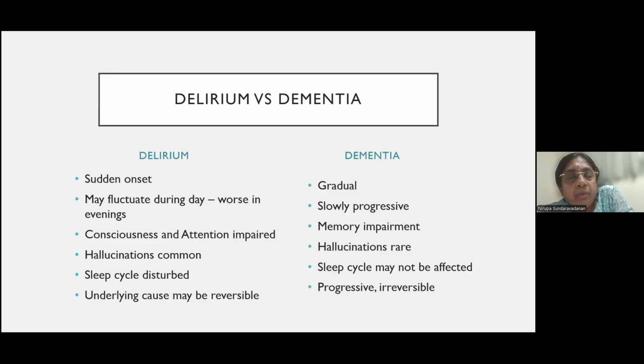Whereas in delirium, both attention and consciousness are impaired. They may have hallucinations. Like I said, suddenly they'll talk to someone, tell you they can see someone, and reply to that person's questions. But you don't see hallucinations so often in dementia. And in delirium, there's a disturbance of the sleep cycle, getting up at night, disturbing everybody, and then suddenly sleeping in the day because they're more tired. Sleep cycle may not be affected in dementia. And in delirium, we can sometimes pick up an underlying cause, and that can be reversible. But dementia is progressive and largely irreversible.